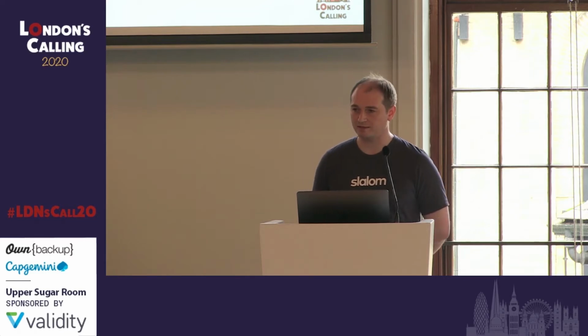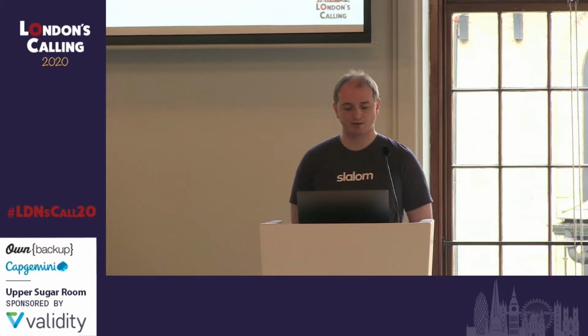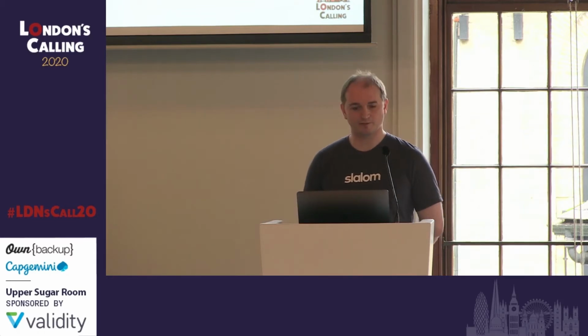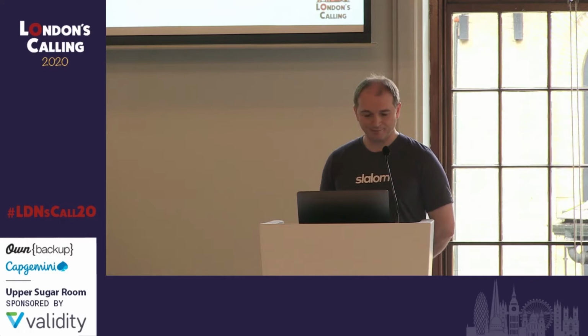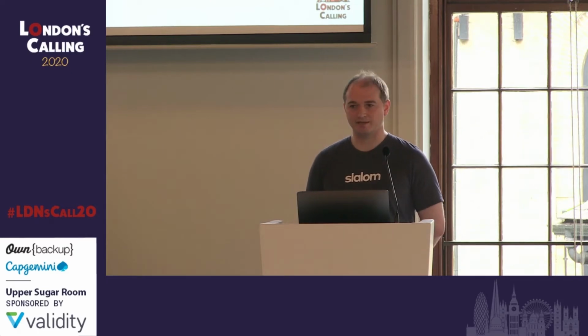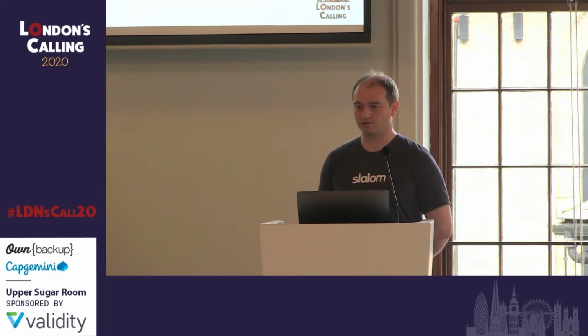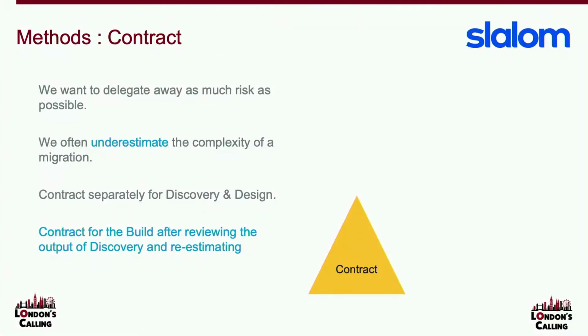So what I recommend is to separate out the project into two parts. Firstly, the discovery and the design of the migration, and then the execution. Because once you've got a clearer idea of how many objects, how complex your migration is going to be, you can then re-estimate for your execution, and that will be more accurate and more reliable.